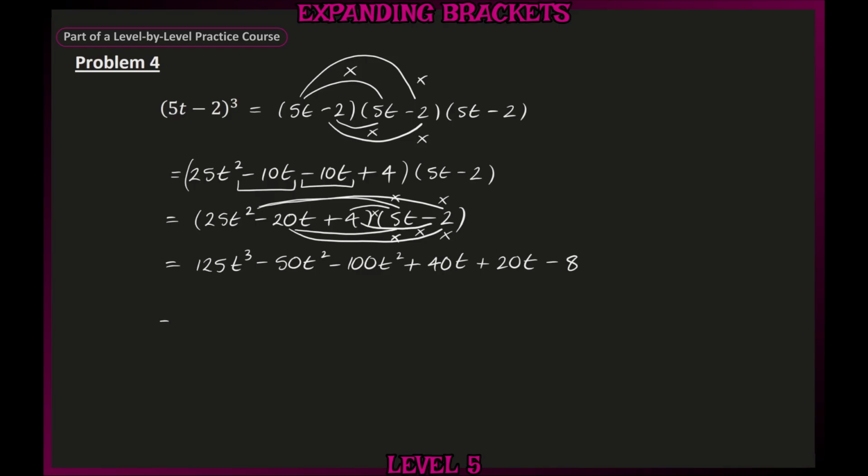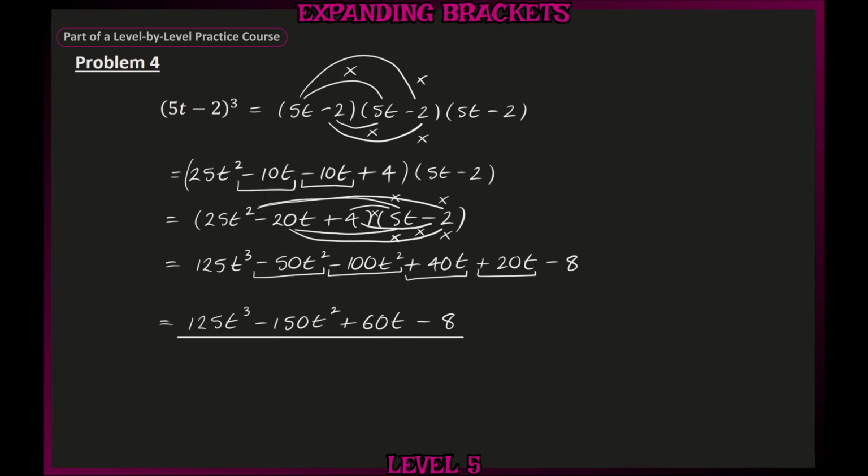To finish off, we can now collect together the like terms. So we have 125t cubed, we have a minus 50t squared minus 100t squared, which is minus 150t squared. 40t plus 20t gives us plus 60t, and we have a minus 8 on the end. So our final answer to problem 4 is 125t cubed minus 150t squared plus 60t minus 8.